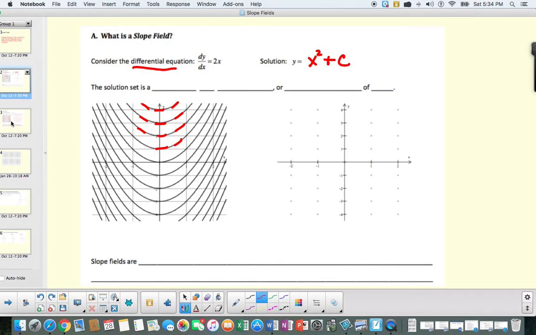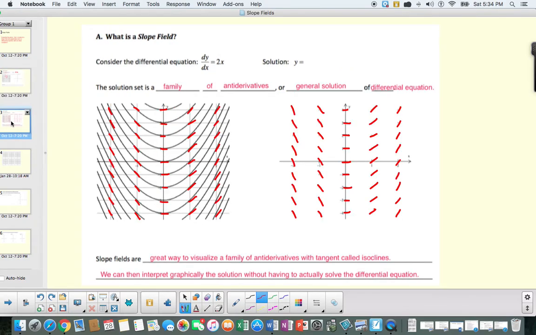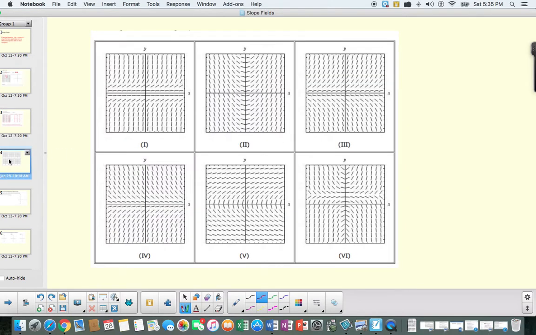Let's go to the next slide. So the solution set is a family of antiderivatives, and the slope field is actually a great way to visualize this family of antiderivatives with little tangents called isoclines. We can then interpret graphically the solution, so we can see where it's increasing, where it's decreasing, and where it may have a minimum or a maximum. When we use our calculators, we're going to be able to see slope fields in this manner, where a lot of points have a little tangent line to suggest the solution.